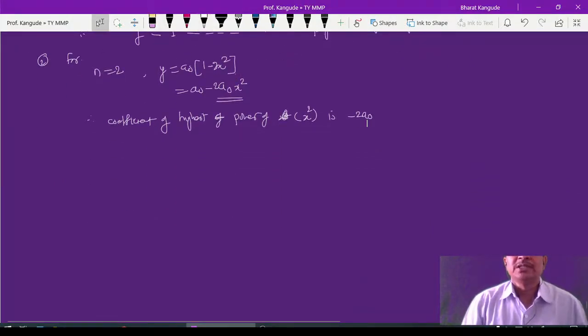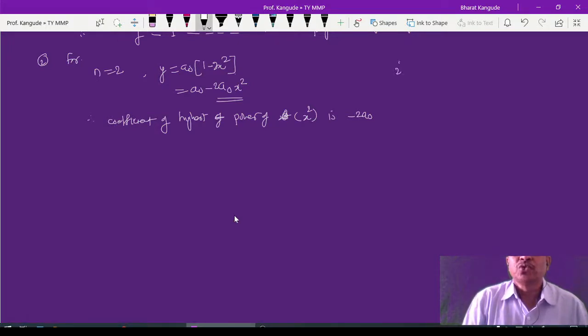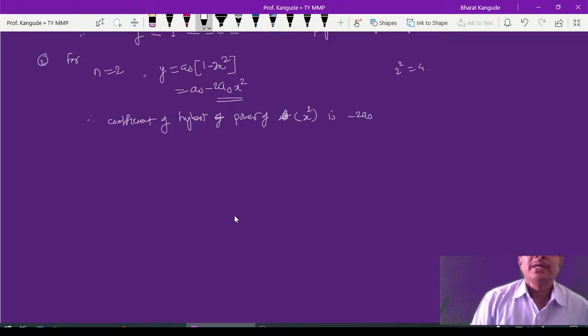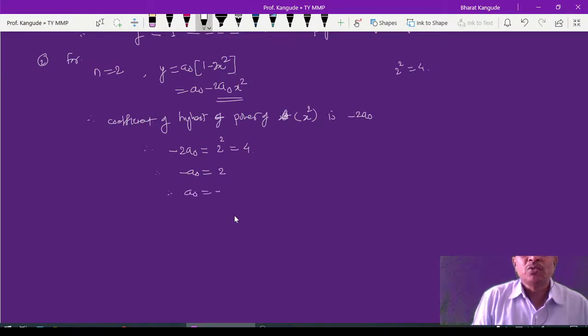equate this, since n is equal to 2, to 2 raised to 2, and that is equal to 4. So the coefficient of the highest power x square is minus 2a0. Therefore I have to equate minus 2a0 is equal to 2 raised to n. n is 2, therefore 2 raised to 2, and therefore it is 4. So I'll get minus a0 is equal to 4 upon 2, that is 2, or I'll get a0 is equal to minus 2.